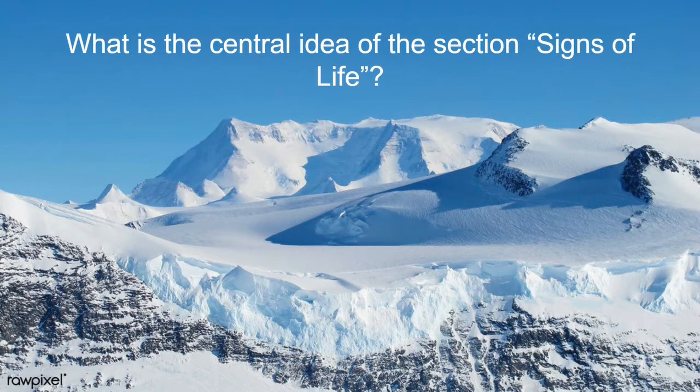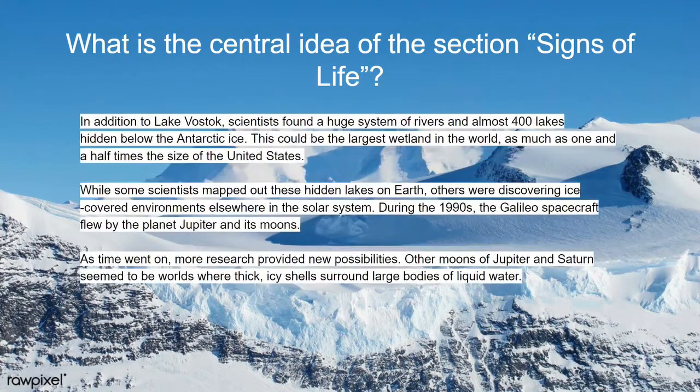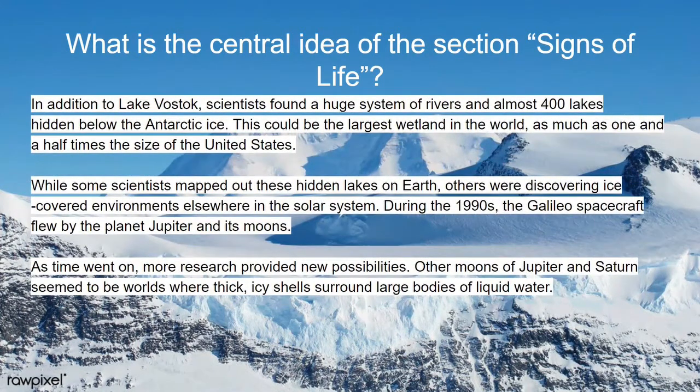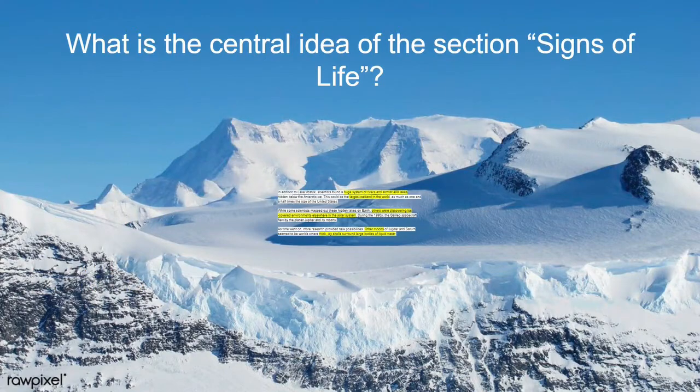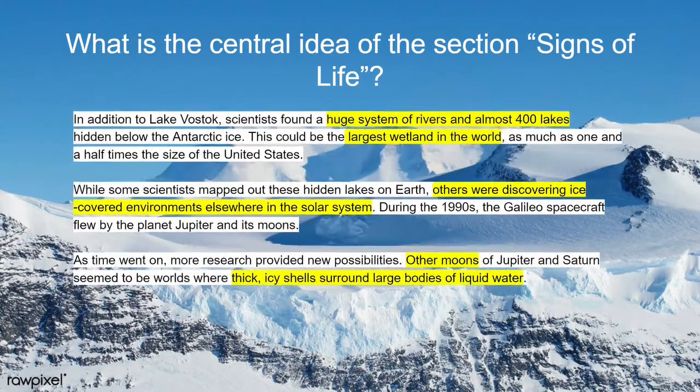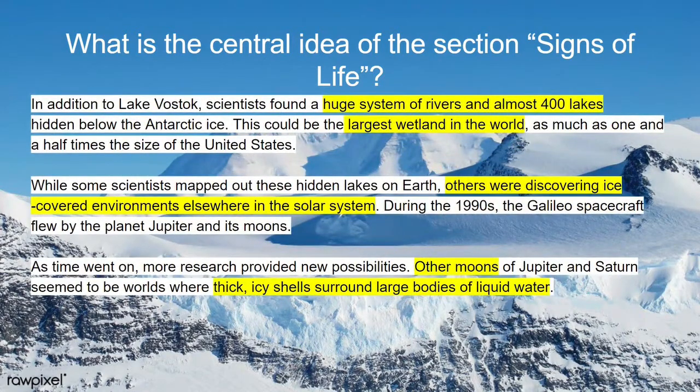What is the central idea of the section Signs of Life? Again, we're not going to read all of this. We don't need to. We just highlight exactly what's needed from those paragraphs. Huge system of rivers, almost 400 lakes, largest wetland in the world. This is telling us more about the lake. We need to know more about the lake, but we don't need all the extra little details it puts in there when we're finding central ideas and creating a summary.